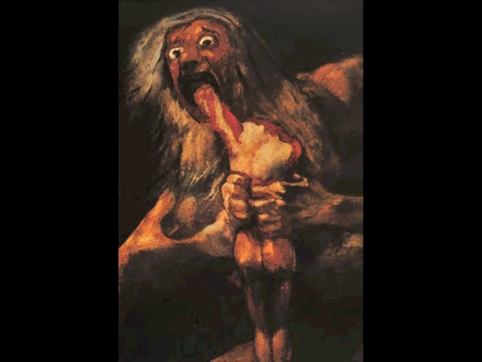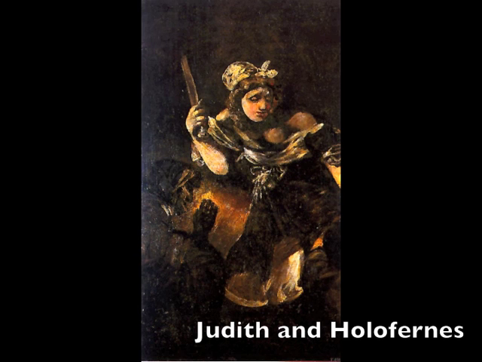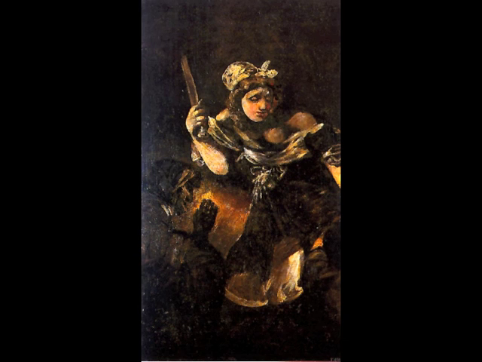According to legend, Saturn was told one of his sons would overpower him. To prevent this, he ate his children at birth. There were 14 black paintings Goya had painted, oil directly onto the wall of the house he lived in.